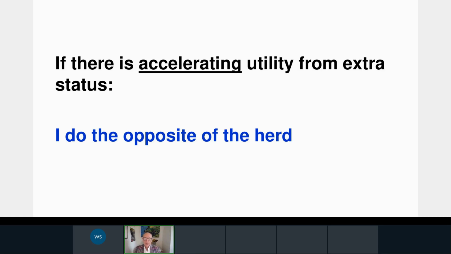If there's accelerating utility from extra status, so I love status so much that it gets better and better for me at the margin, then I will stand against the herd. I'll be a deviant, you might say.